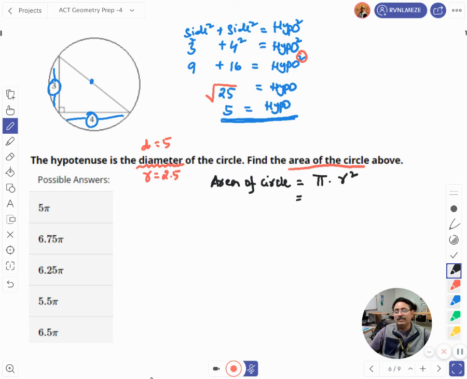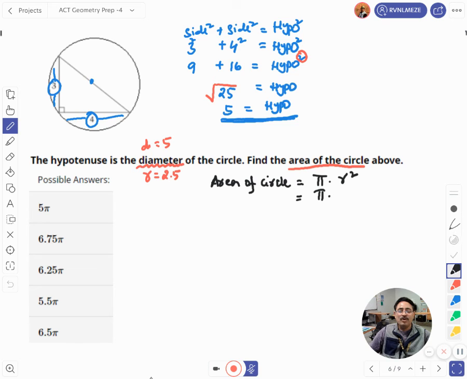So pi value, shall I take 22 over 7 or 3.14? I would say neither, because all these options have the pi, but pi value is not simplified. So let it be as pi only.